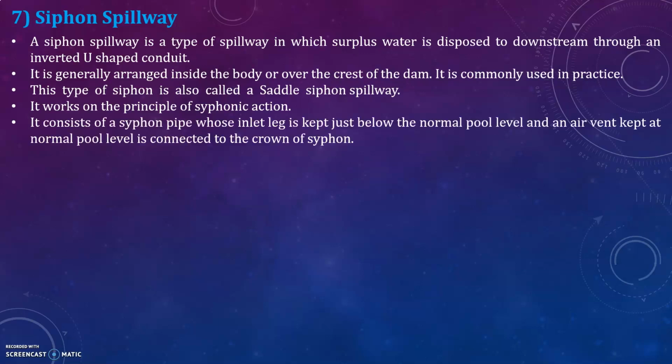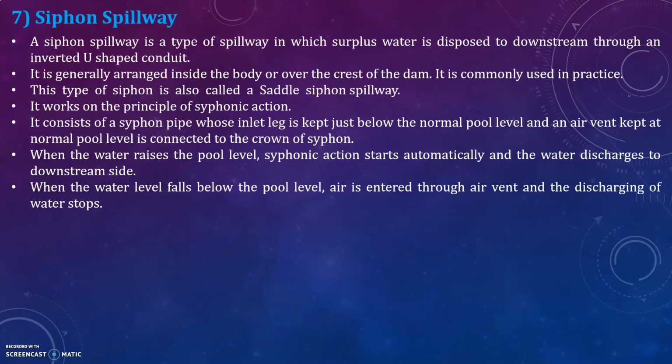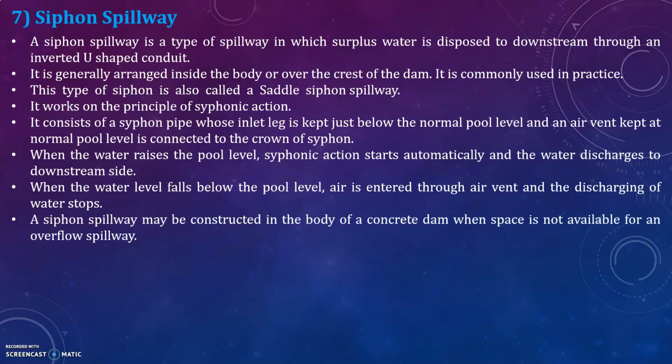It consists of a siphon pipe whose inlet leg is kept just below the normal pool level and an air vent kept at normal pool level is connected to the crown of the siphon. When the water rises above the pool level, siphonic action starts automatically and the water discharges to the downstream side. When the water level falls below the pool level, air enters through the air vent and the discharging of water stops. A siphon spillway may be constructed in the body of a concrete dam when space is not available for an overflow spillway.